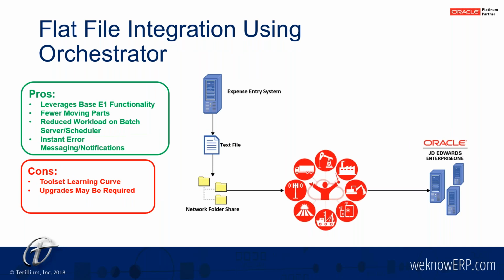If you go to using this process along with the orchestrator, you're utilizing all of that same base JD Edwards functionality. There's fewer moving parts and a reduced workload on your batch server and scheduler. That's because the orchestrator has its own scheduler and it's sitting on its own server, and you have instant error messaging and notification capability. So there are a lot of different areas throughout that orchestration of kicking off that flat file integration where you could capture errors if needed, and send back notifications to people, whether it needed to be just a message in their work center or it needed to actually send them an email.